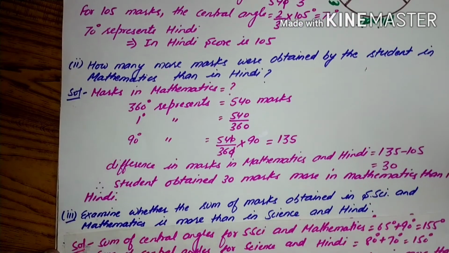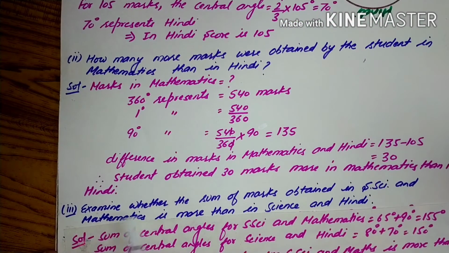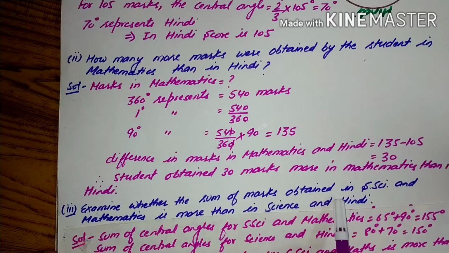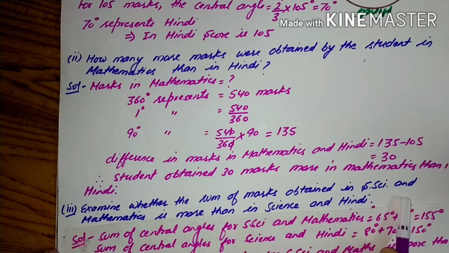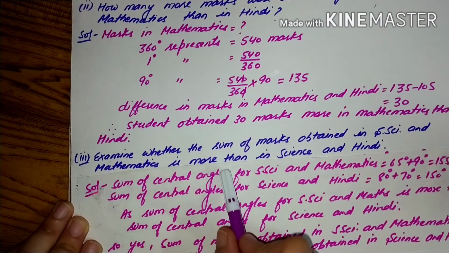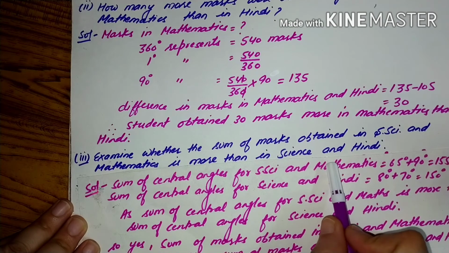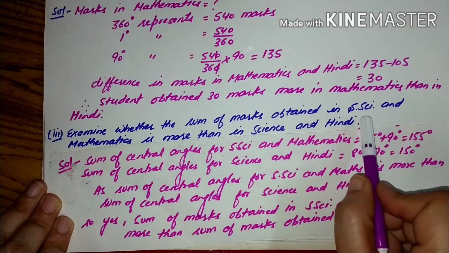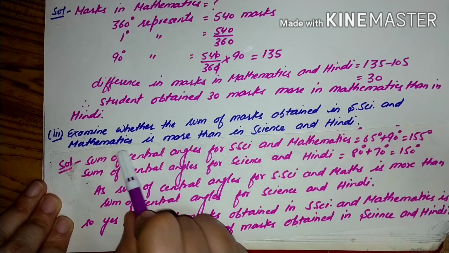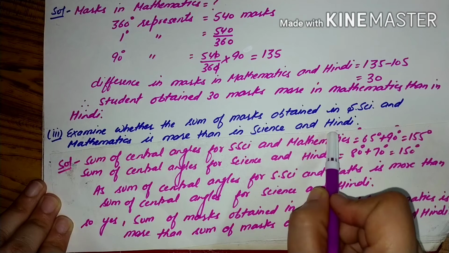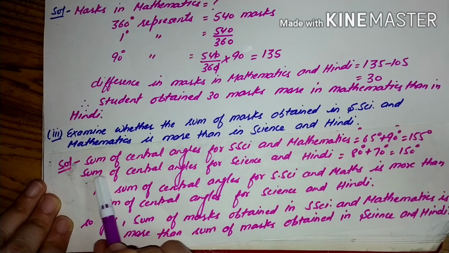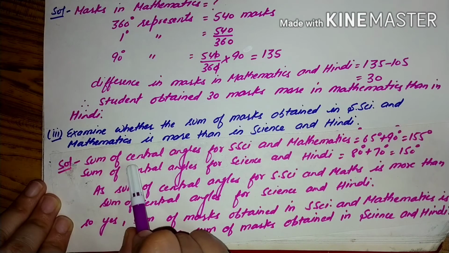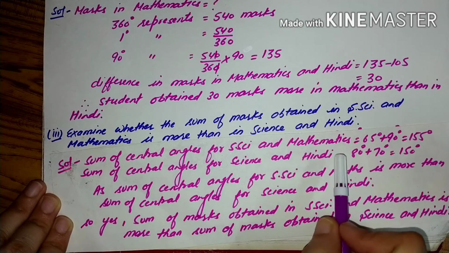Now let us start third part. Examine whether the sum of marks obtained in social science and mathematics is more than in science and Hindi. So we have to check that marks in social science and mathematics is more than in science and Hindi or not. So let us find the sum of central angles for both the subjects.